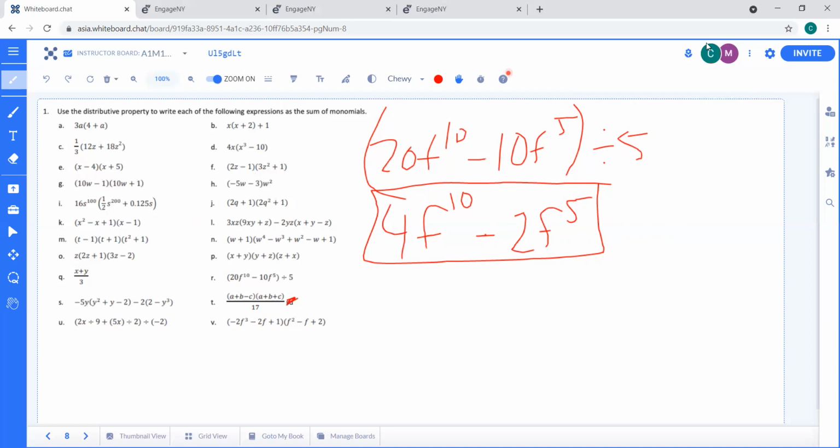You've got to do multiplication first. You have to do your distributive property first. Do your distributive property here, and then combine like terms. Same thing for T. You've got to do this first. You've got to multiply each term by every term, do the distributive property first, and then you divide those by 17.